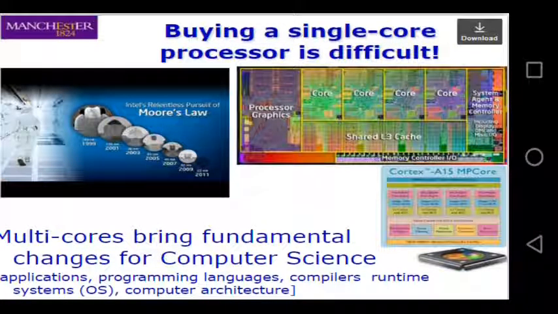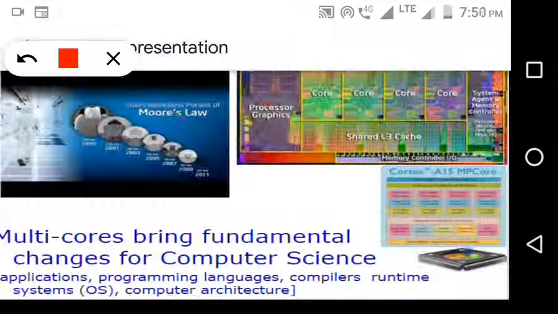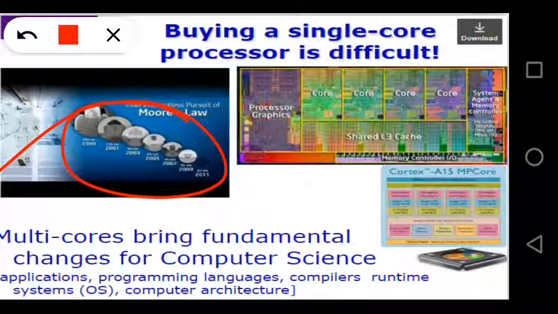Now you can see buying a single core processor is very difficult because of Moore's law, which says the number of transistors on a chip doubles every 2 years. Multi-cores bring fundamental changes to computer science: applications, programming languages, compilers, runtime systems, operating systems, everything has been changed with multi-cores.